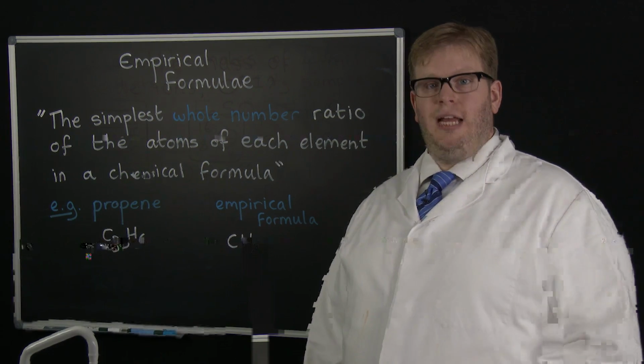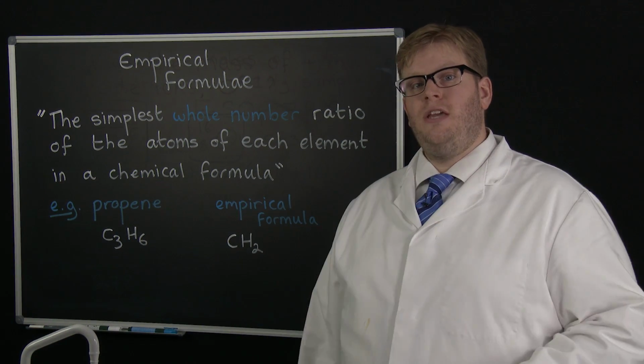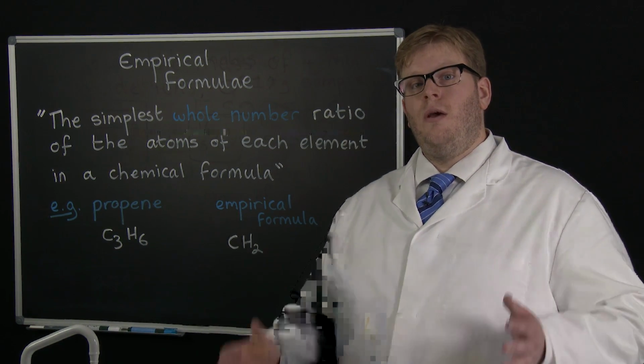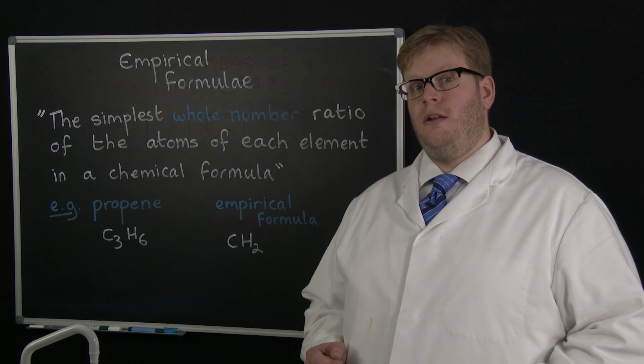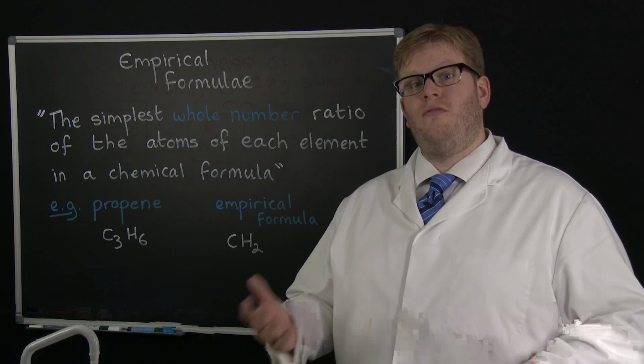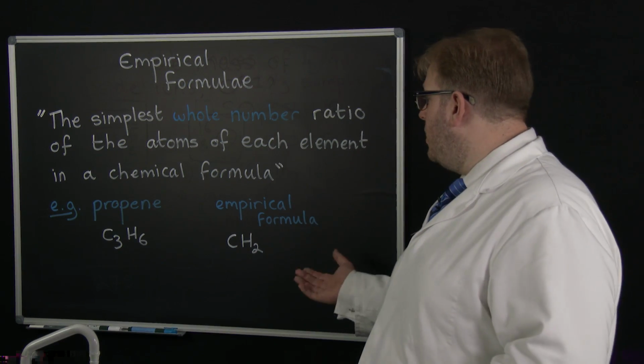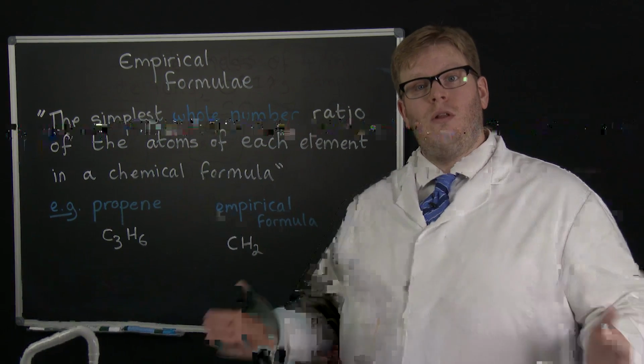So here's an example to illustrate the point. Propene has a molecular formula of C3H6, but the empirical formula of propene is CH2 because the simplest ratio of 3 to 6 is 1 to 2. The empirical formula is CH2 for all the alkenes.